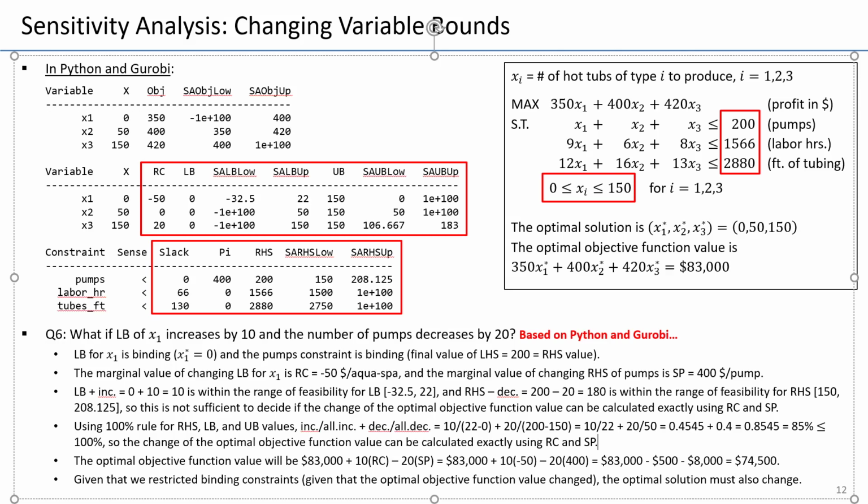So this was a demonstration of the 100% rule. And of course, I could have shown you examples where I change multiple lower bounds and upper bounds, or examples where we change, let's say, one lower bound, another lower bound or upper bound, another right-hand side. Any combination of these highlighted numbers, lower bounds, upper bounds, and right-hand sides. When we change them, we can use the 100% rule. And as long as the total relative change of those coefficients does not exceed 100%, we know we can use reduced costs and shadow prices to calculate the change in the optimal objective function value exactly.